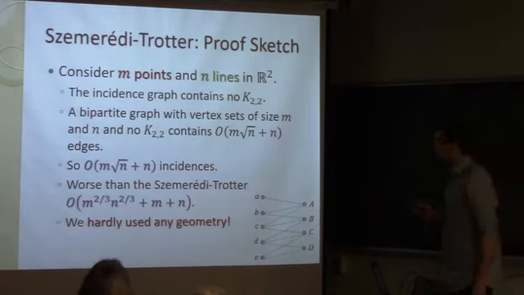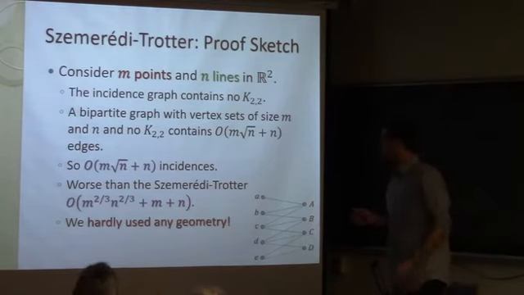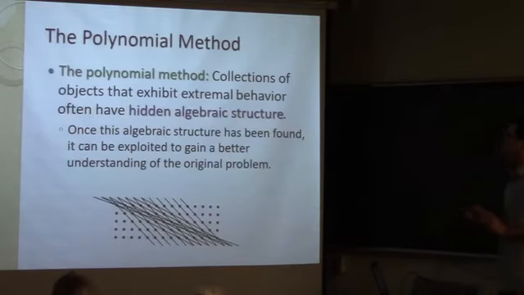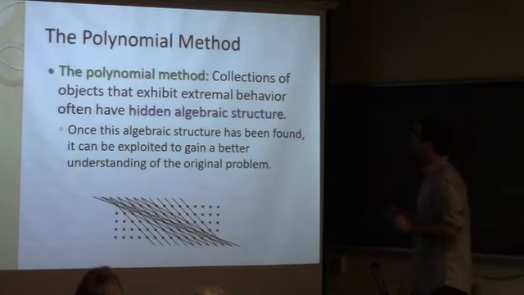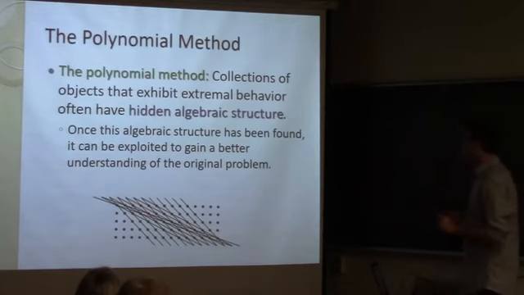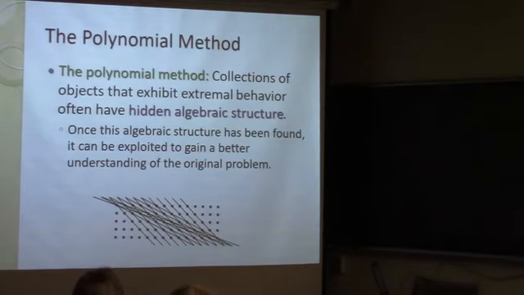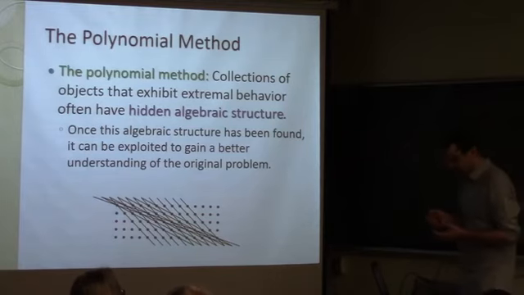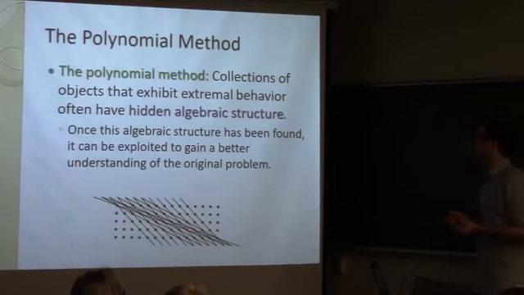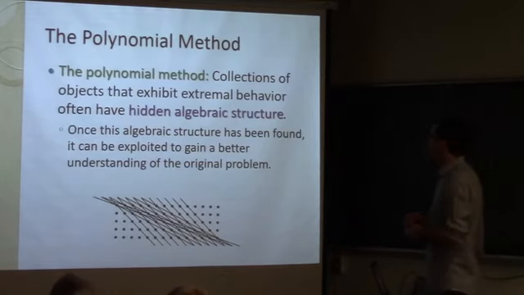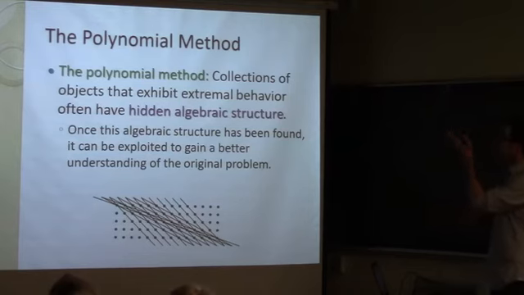There are several ways of using more geometry. I'm going to show you one very specific one today that's using the polynomial method. What's the polynomial method? It's sort of the idea of defining polynomials on our set of objects and studying their properties to solve the problem or to get more understanding of the problem. And in one sense, you can say this: if we have a collection of objects that exhibits extremal behavior, there's often some hidden algebraic structure in it.